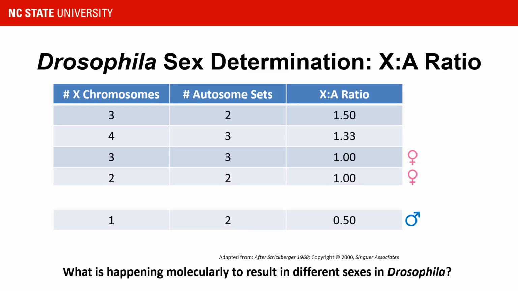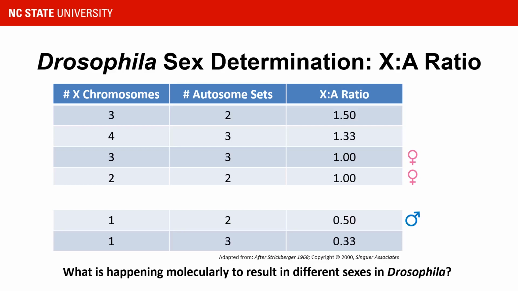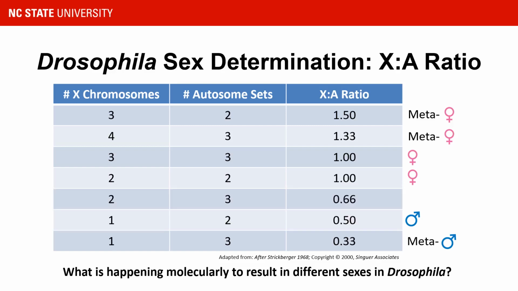Ratios greater than 1 or less than 0.5 will cause flies to develop into metafemales and metamales respectively. These metasexes appear as normal male and female fruit flies but have lower viability. Ratios between 0.5 and 1 result in intersex fruit flies that contain portions of both male and female specific tissue. This is how Drosophila sex can be determined using chromosomal information, but what happens molecularly to result in different sexes?